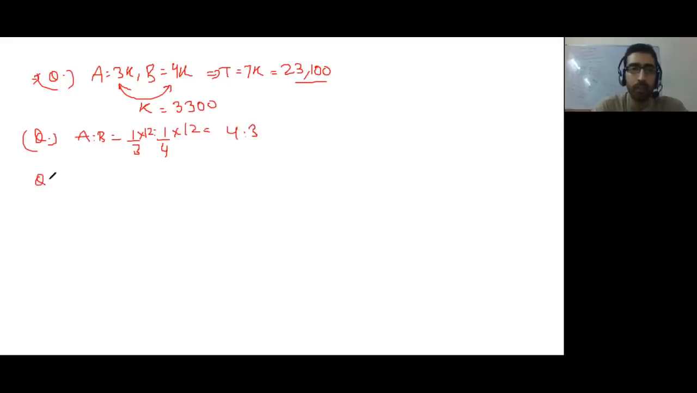And the same way, if I were to ask you, if A is to B is to C is 1 by 4 is to 1 by 6 is to 1 by 15, then what is A is to B is to C in proper whole numbers? How should I go about it?